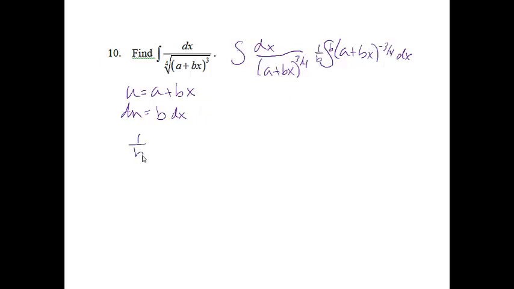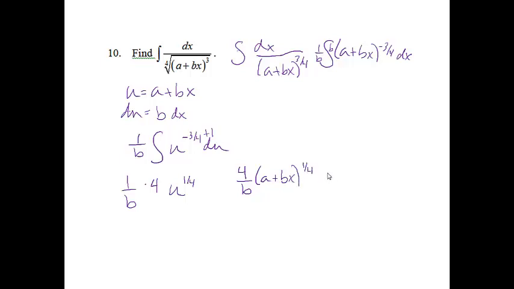So if I rewrite this, I have 1 over b, and my integral will now be u to the negative 3/4 du. Notice it's not du over u, it's to a certain power. So now, when we do this, we always add 1 to the power, so this will be u to the negative 3/4 plus 1 would be 1/4, and then we always do the reciprocal on the outside. So I would be left with 4 over b, and then my u would be a plus bx, and that's raised to the 1/4 power, and then plus c. And then that would be my answer.